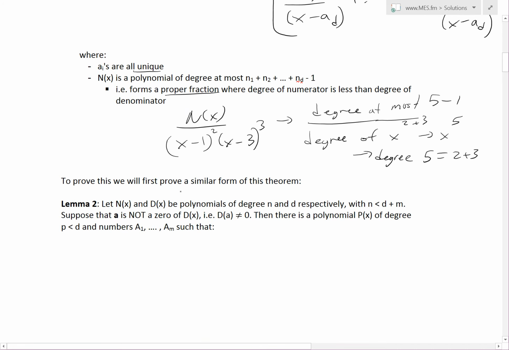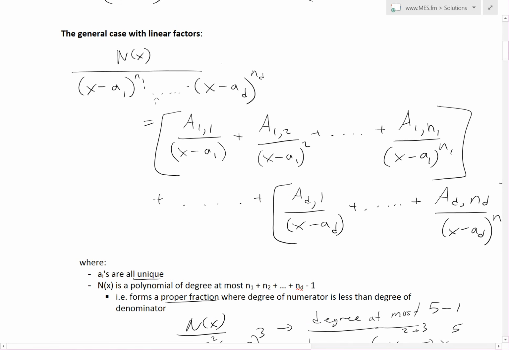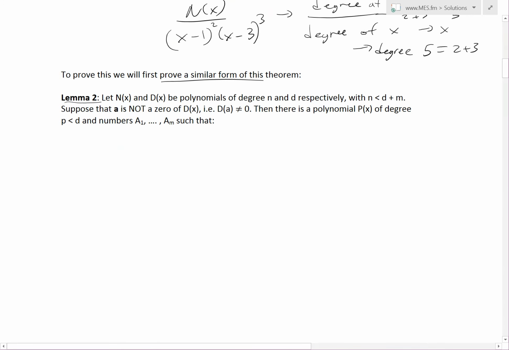And to prove this, like I showed in my earlier video on the simplest case, we first have to prove a similar form, which we'll call lemma 2. Lemma 1 was my last video. A lemma is basically a subsidiary or secondary theorem to help out in the overall theorem, which is right here, this whole thing.